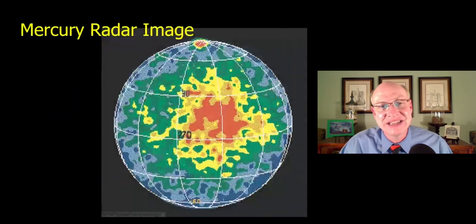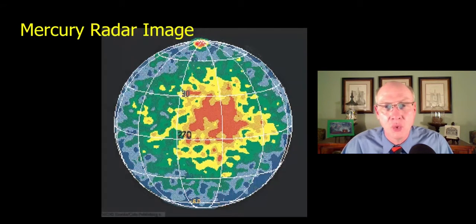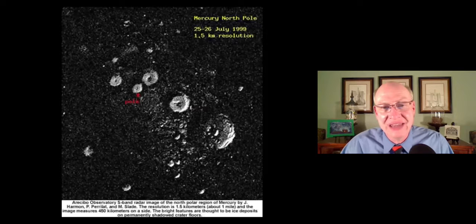Yes, ice can exist on Mercury. This is a very crude radar image of Mercury, and you can notice this high reflectivity up here at the North Pole. With more sophisticated radar imaging, done with Arecibo Observatory, you can see the craters at the North Pole.